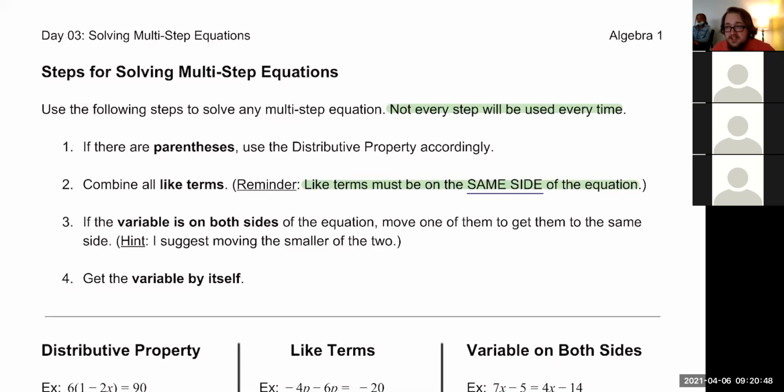If they are, combine them as is. You don't need to do opposite. So if it's being subtracted, you don't have to add it. You combine them with the signs that they currently have.